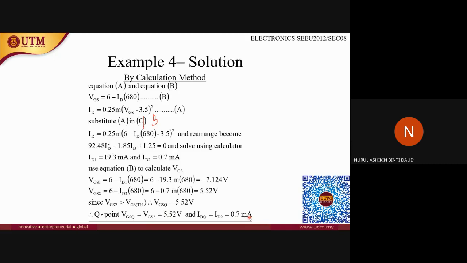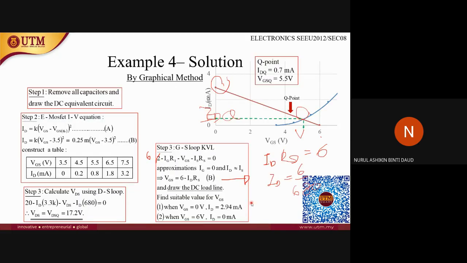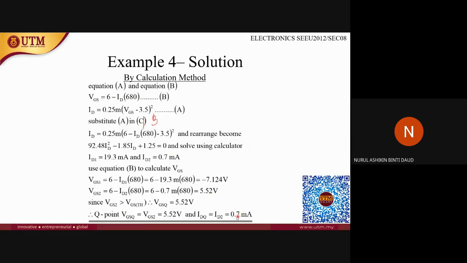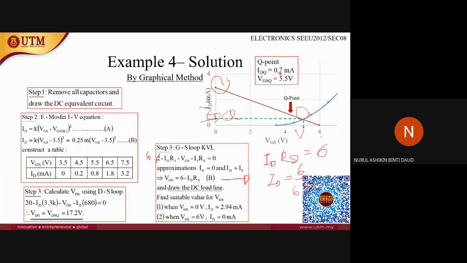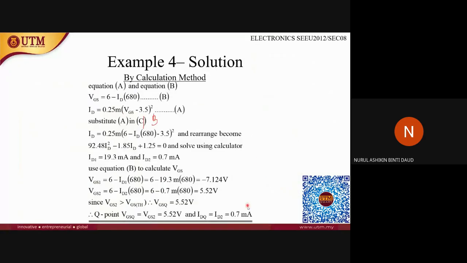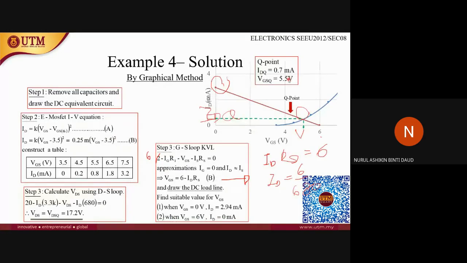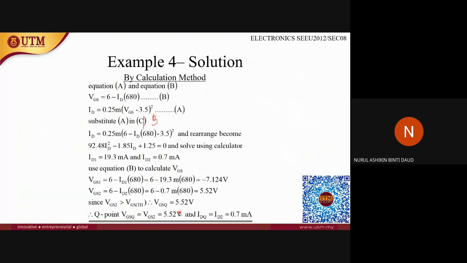So you can see when you are using graphical methods and also the calculation methods, both will give you the same answer. Okay, 0.7 milliamps, 5.5. Maybe there is a quite difference at the decimals, but it will not be far different between the calculation method and the graphical methods.